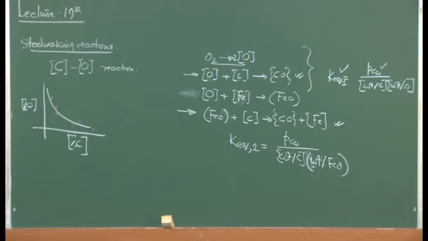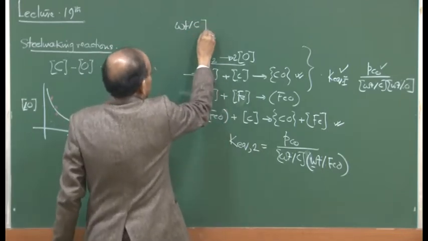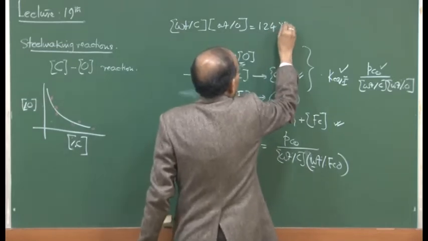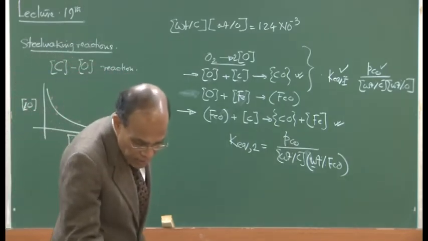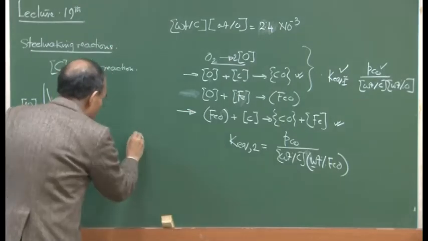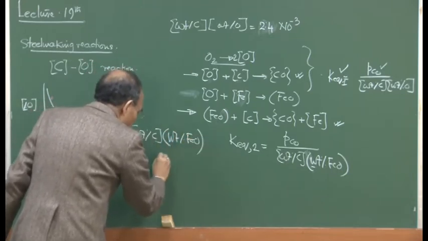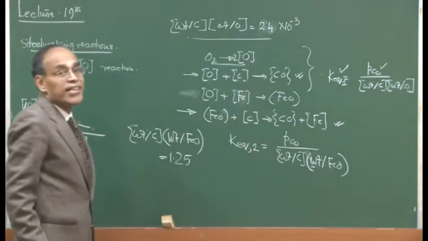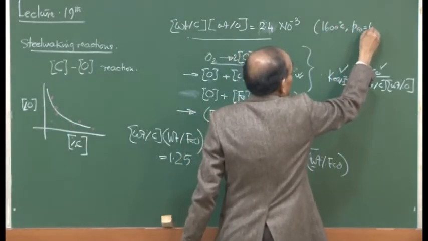And this constant in the literature, typically at 1600 degrees centigrade, is given for wt% carbon and wt% oxygen as 1.24 into 10 to the power minus 3. And then the other reaction that we can talk about is 2.4. This is really 2.4. And for this reaction, wt% carbon into wt% FeO, this is roughly about 1.25. This value corresponds to 1600 degree centigrade and PCO equal to 1 atmosphere pressure.